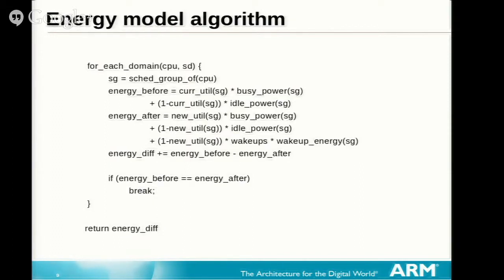So that's very short how the model is supposed to work. Now, how do you come up with the data you need to put into your tables? That's the more difficult side of the problem. So for TC2, what we did was that on TC2 we have per cluster energy counters. So we have some registers we can read, and we can figure out how much energy is burned on each cluster.